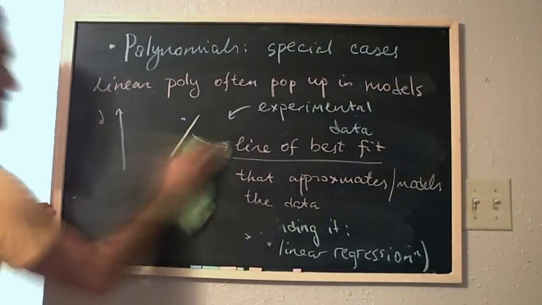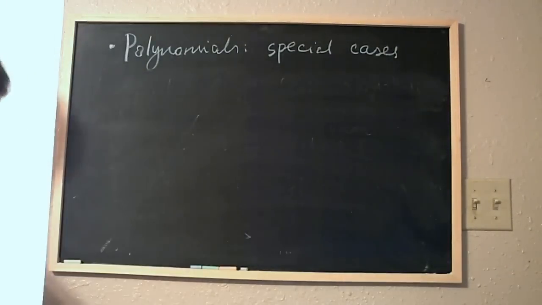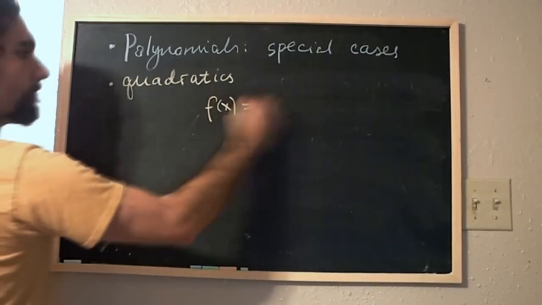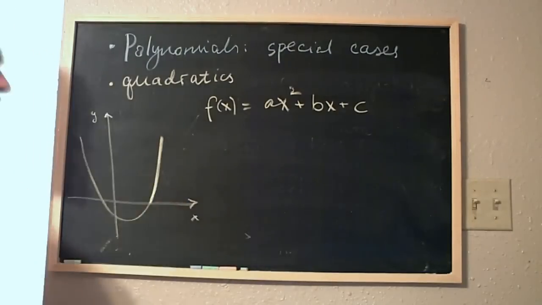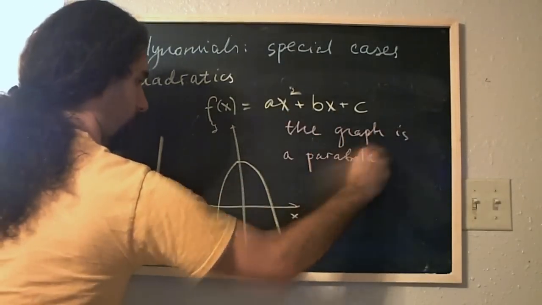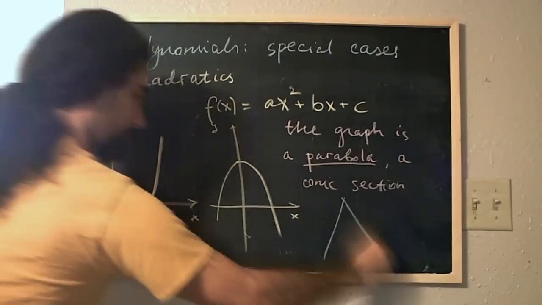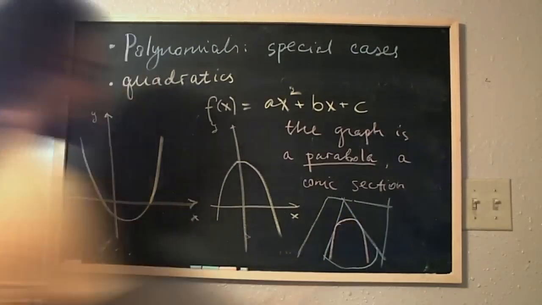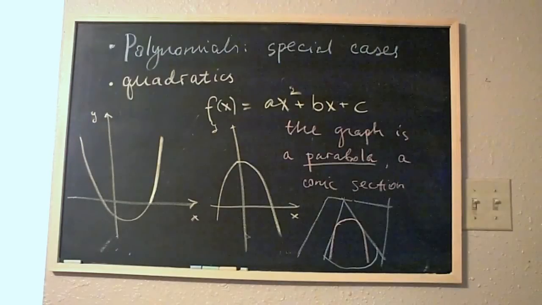Another special case of a polynomial is the quadratic, that is, a polynomial of the form ax squared plus bx plus c. The graph of this polynomial is a parabola, which happens to be a conic section, that is, a curve that you obtain by slicing a cone in a specific way. The Greeks were aware of such curves, and later on there were a lot of fruitful studies about them.